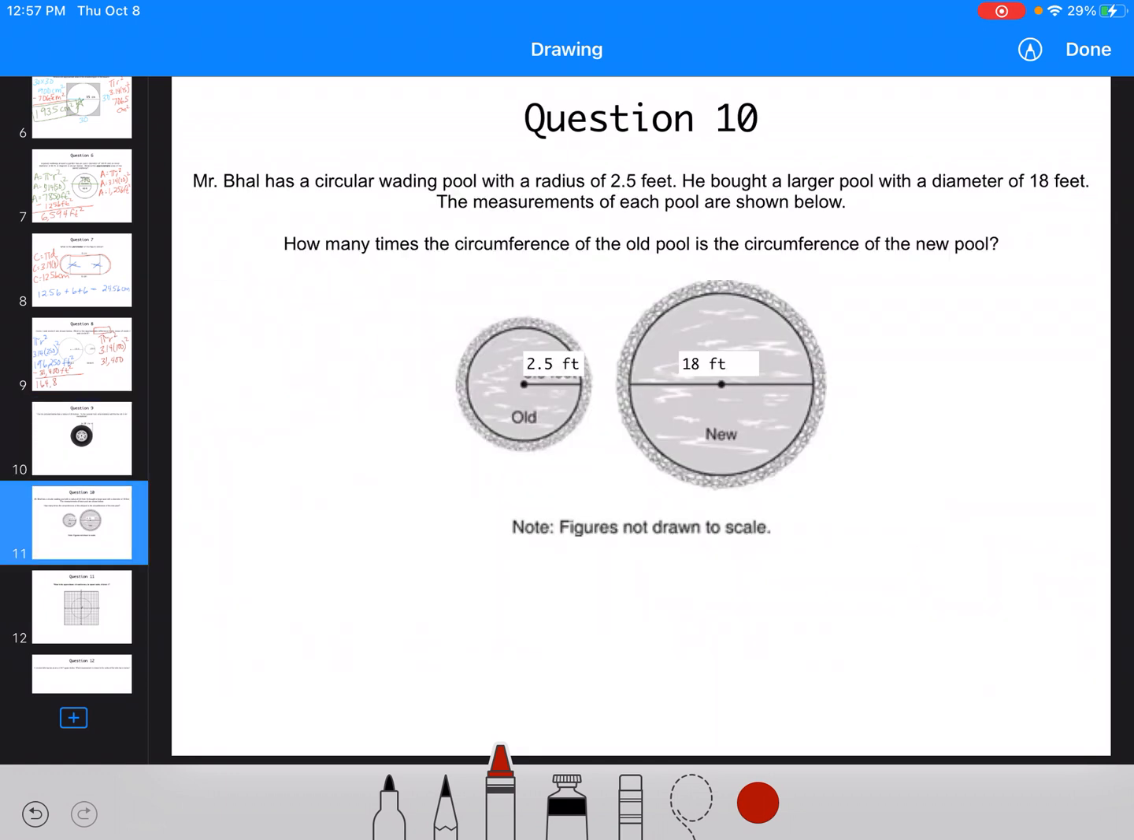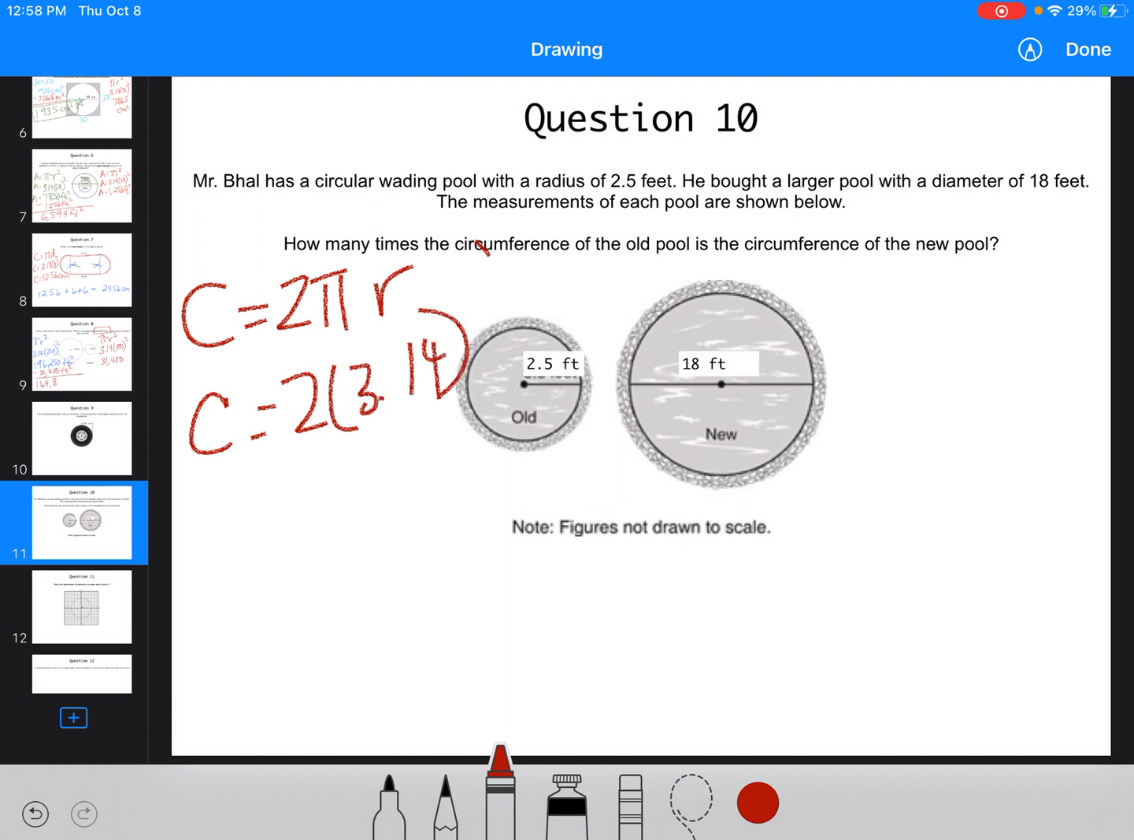All right, so now they want to know how many times the circumference of the old pool is the circumference of the new pool. So we have to find the circumference of two pools. So C equals 2 times 3.14 times 2.5. So then I've got C equals 15.7 feet.